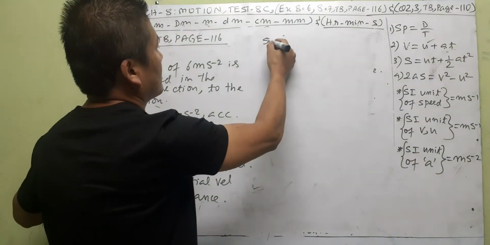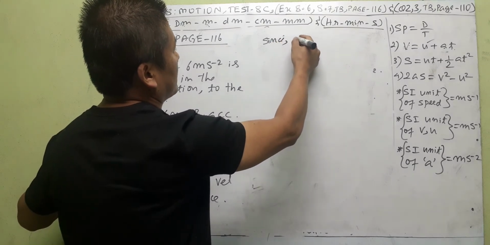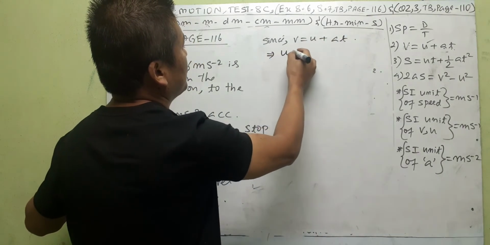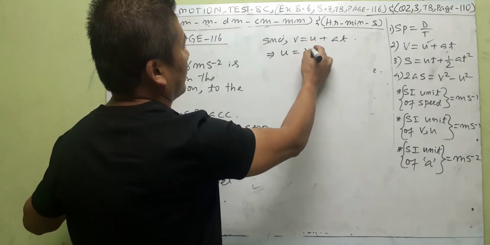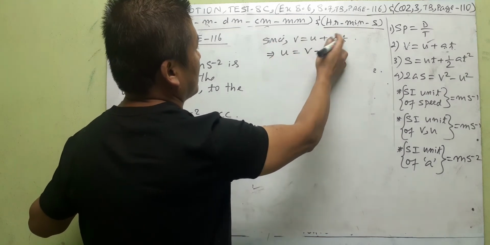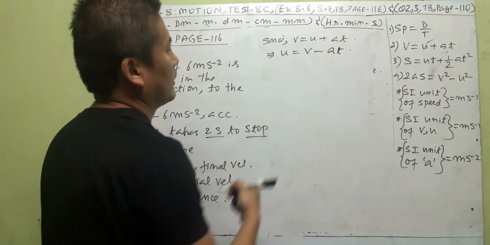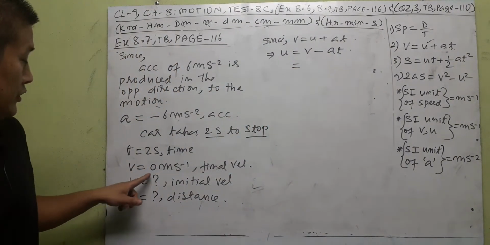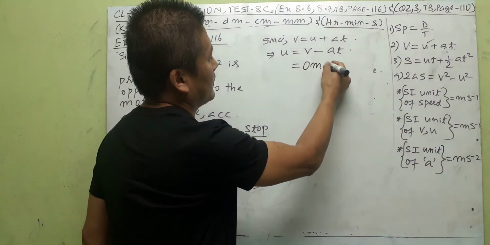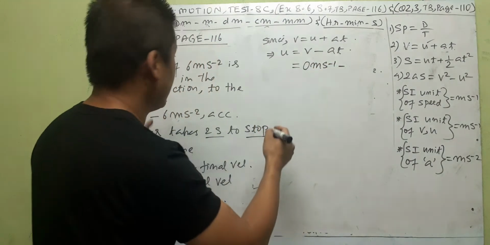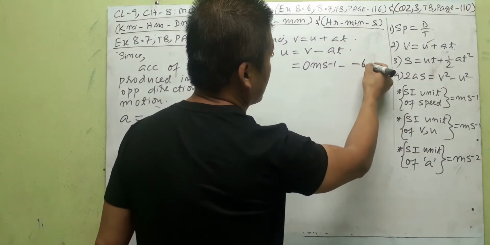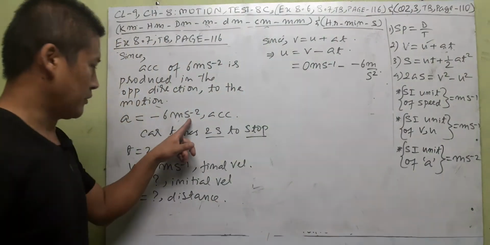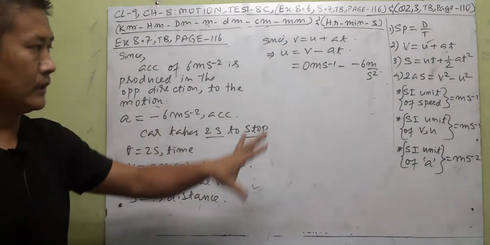The famous equation of motion is v is equal to u plus at. So let us convert this to u. Don't move v. Bring this one this side. Plus will become minus at. So u equals v minus at. v is already here, 0. So we write here 0 meter per second minus a, which is already minus 6, so you write minus 6 meter per second squared. By bringing down this second to the power minus 2, we can make it plus like that.